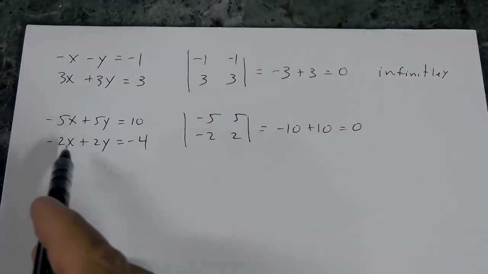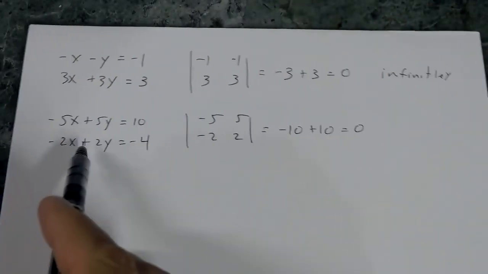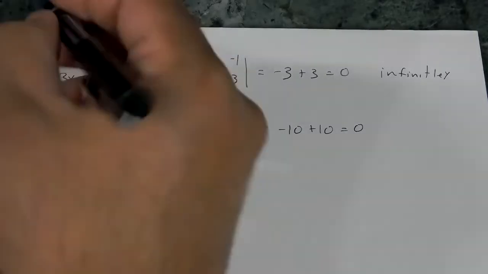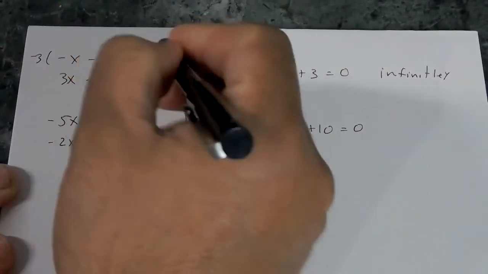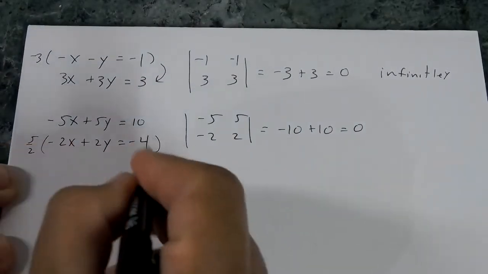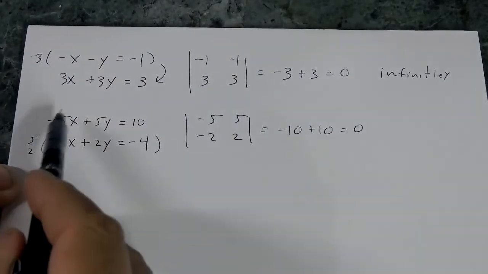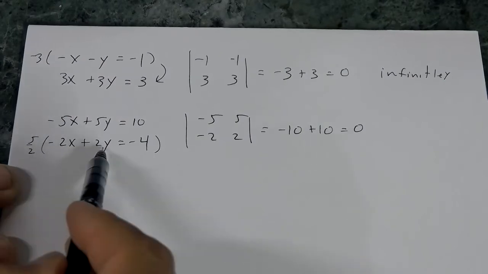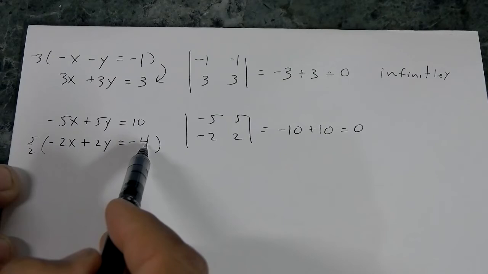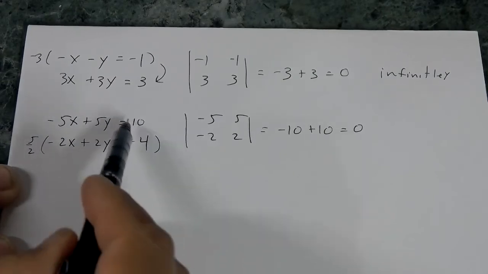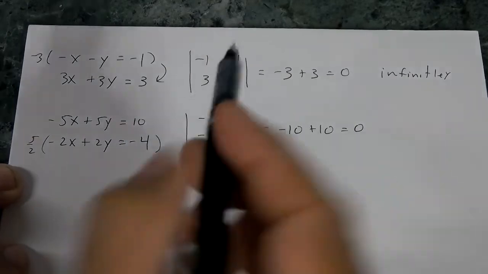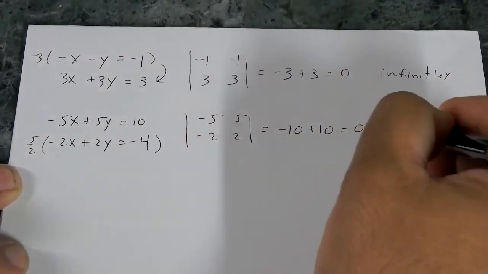Where this one here, let's say I multiply the bottom by 5/2. Here, we multiplied the top by negative 3 and got the bottom. Here, if I multiply by 5/2, 5/2 times negative 2 is negative 5. 5/2 times 2 is positive 5. But 5/2 times negative 4 is negative 10 and not positive 10. So in this case right here, this is a no solution.